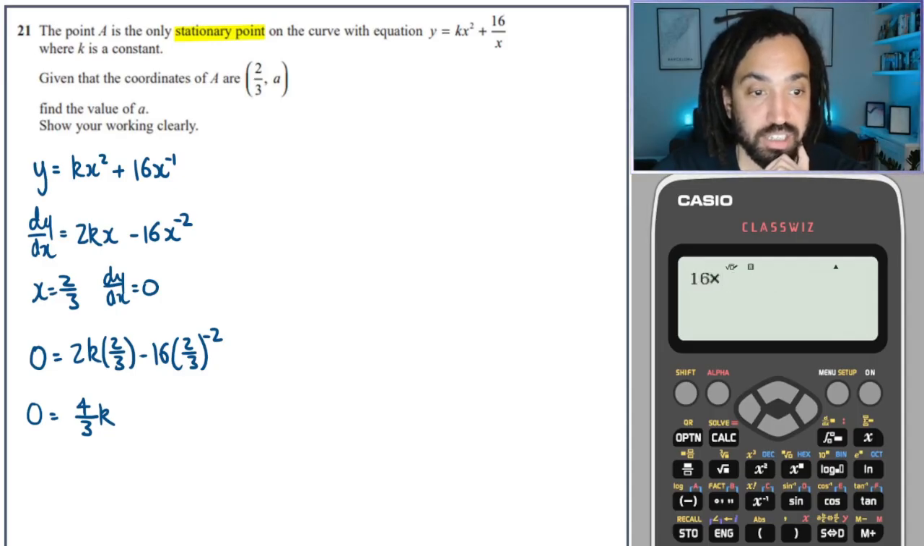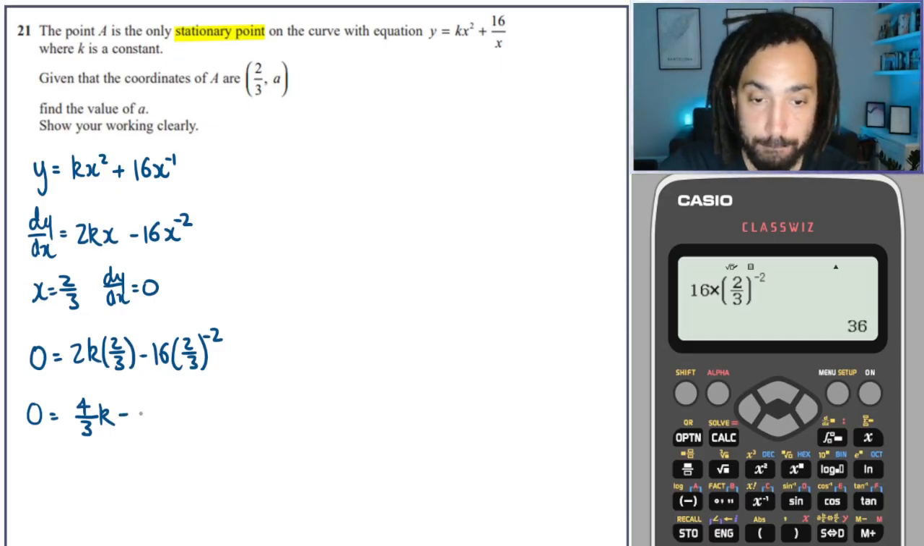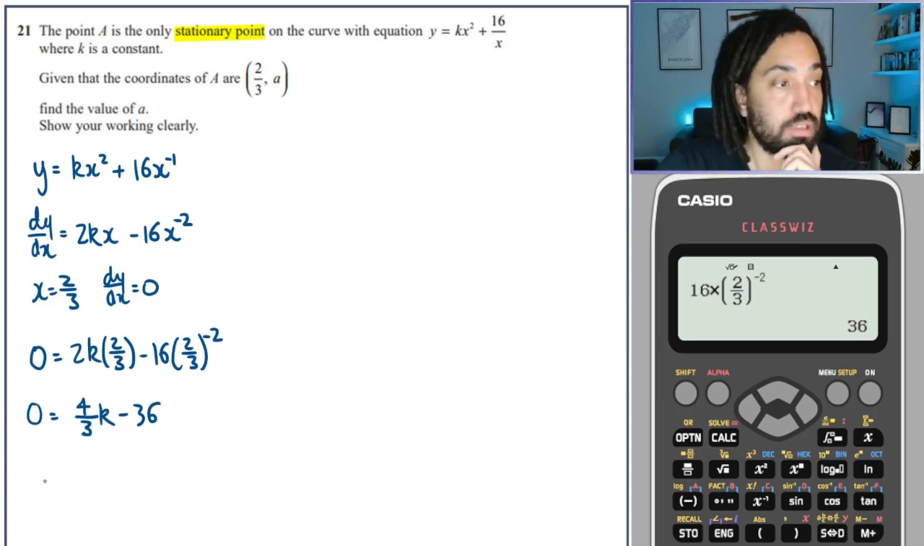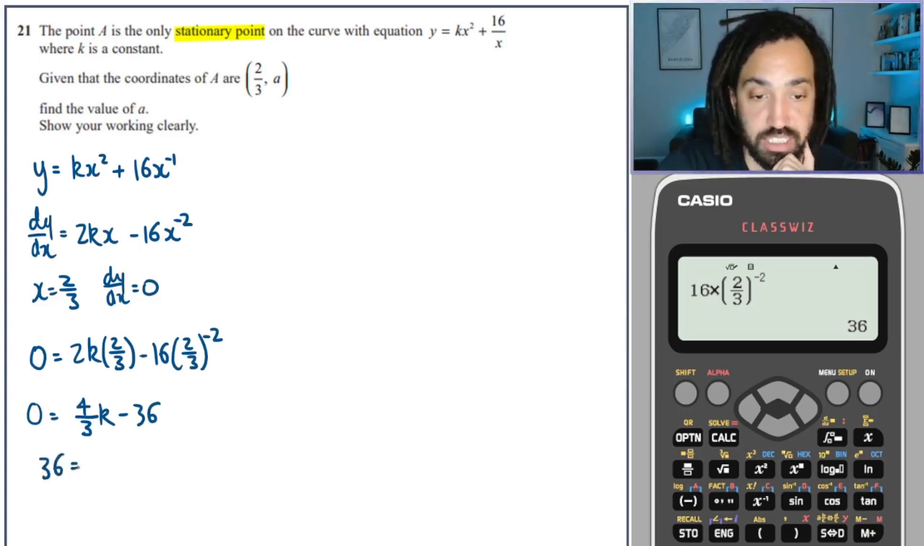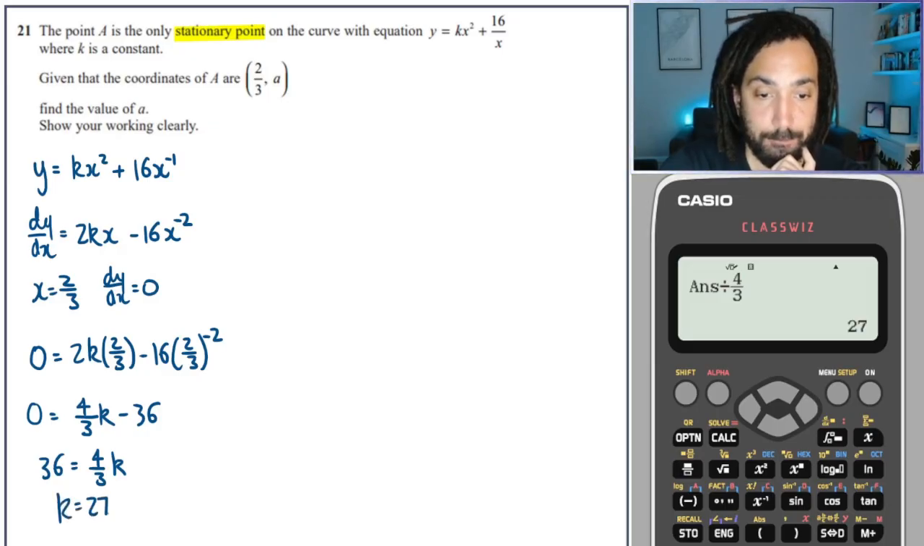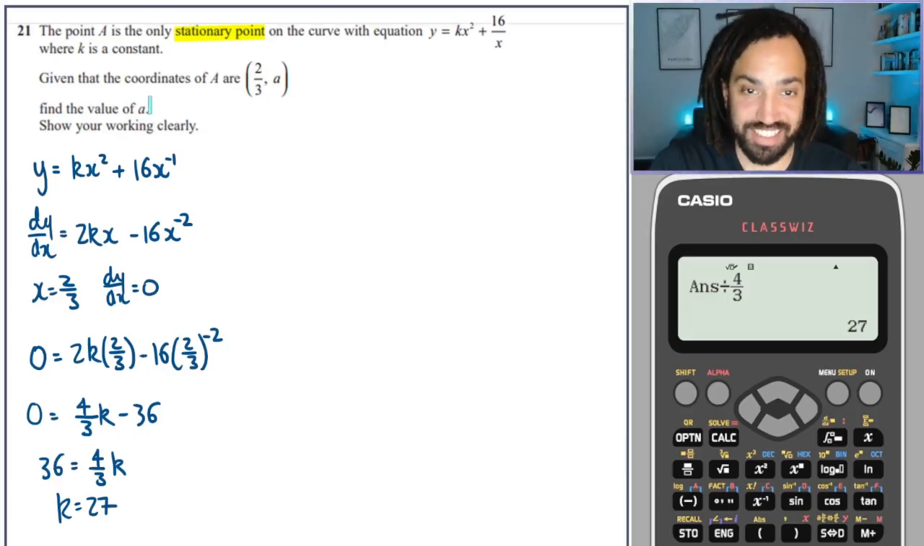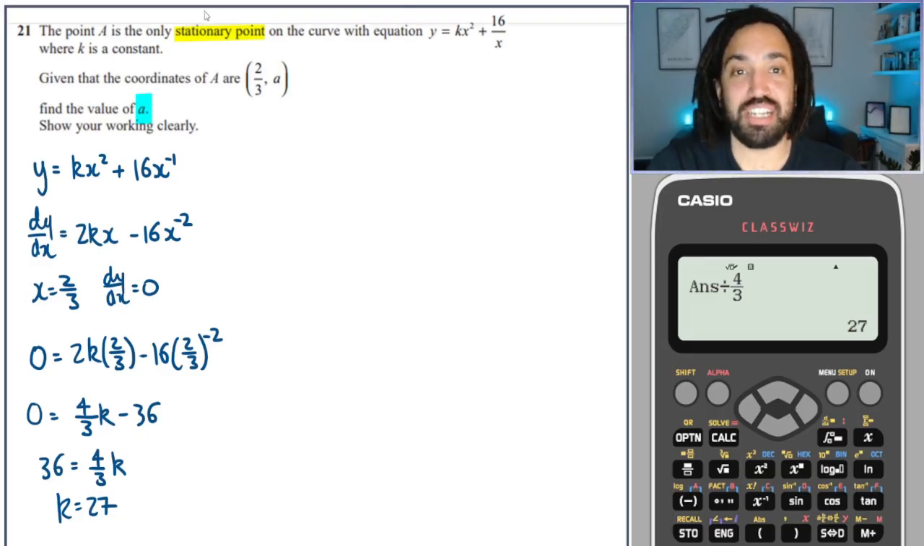So 16 times 2 over 3 to the negative 2, and we get 36. Lovely. Okay, so rearranging, we get 36 is equal to 4 over 3k. Then just divide that by 4 over 3, and we get k is equal to 27. Okay, and then you think, yes, I've done the question. Oh, actually, they're asking me to find a.